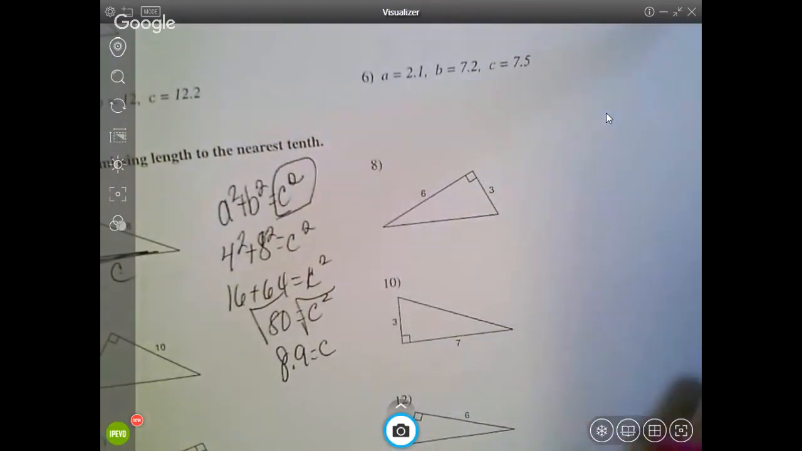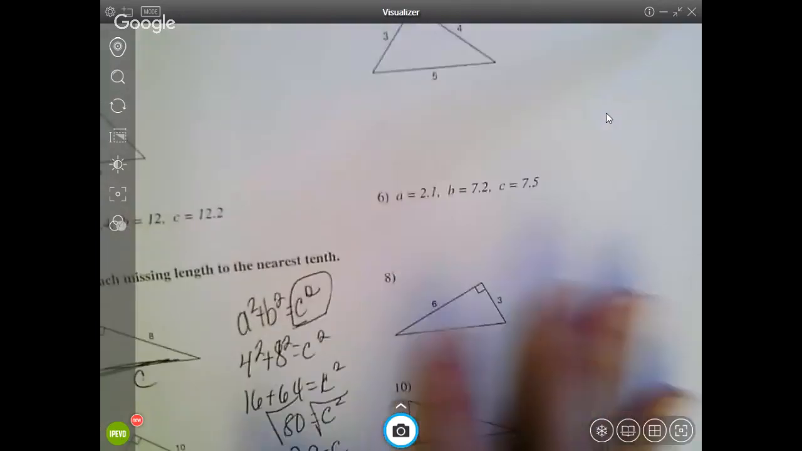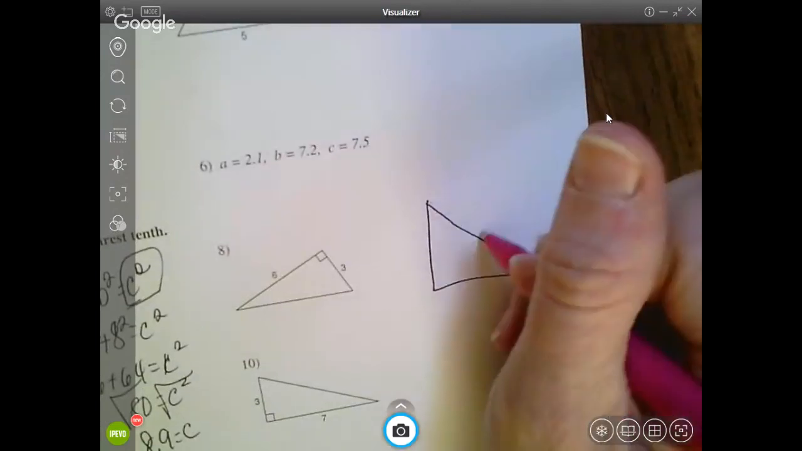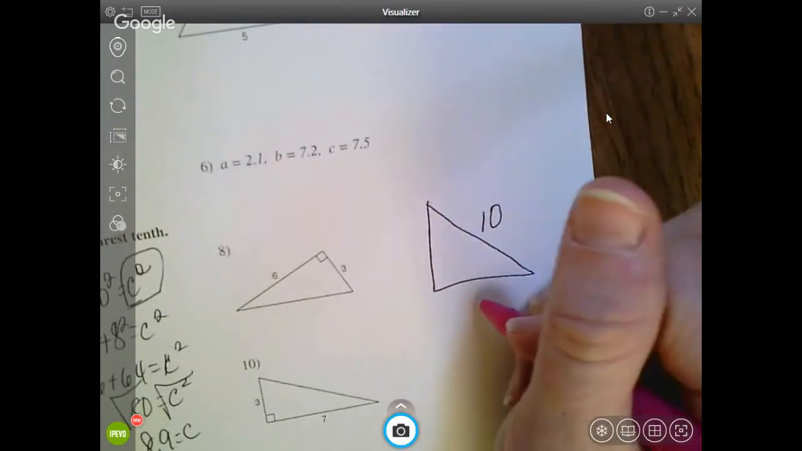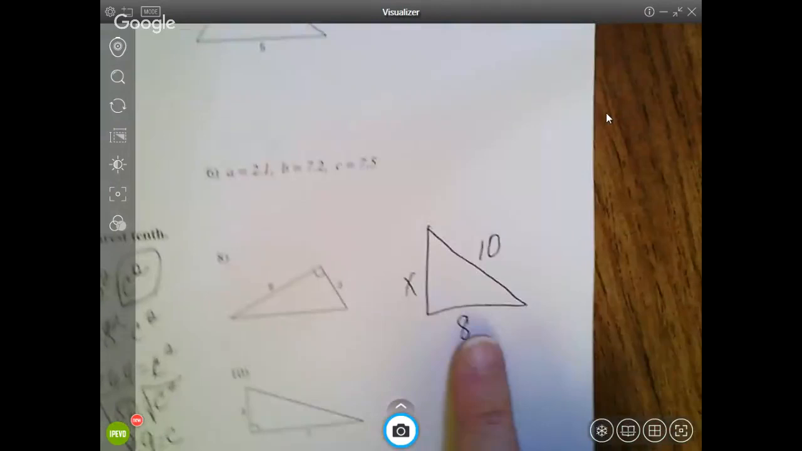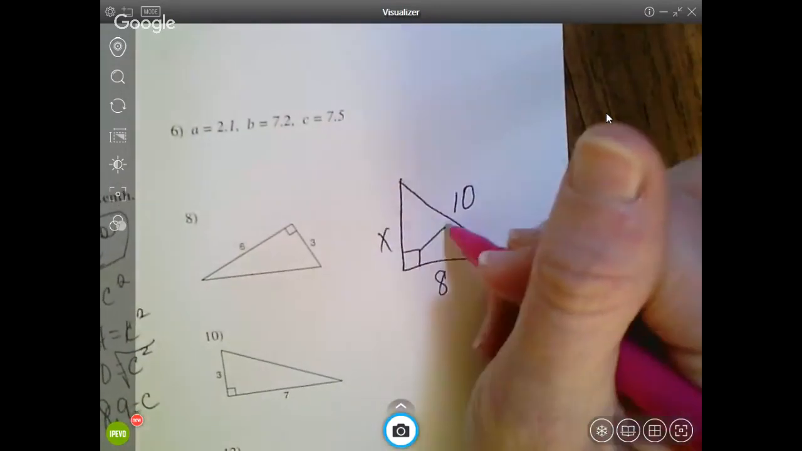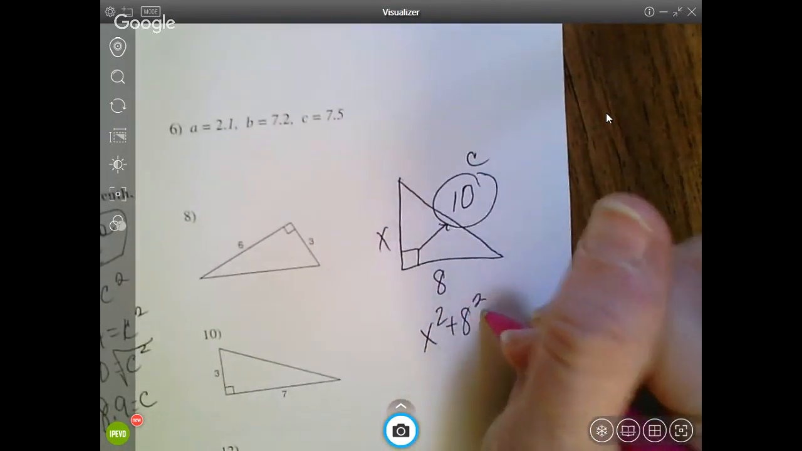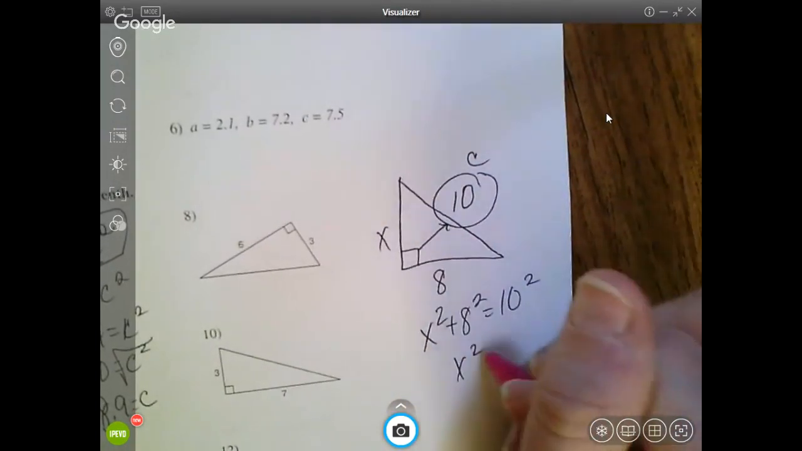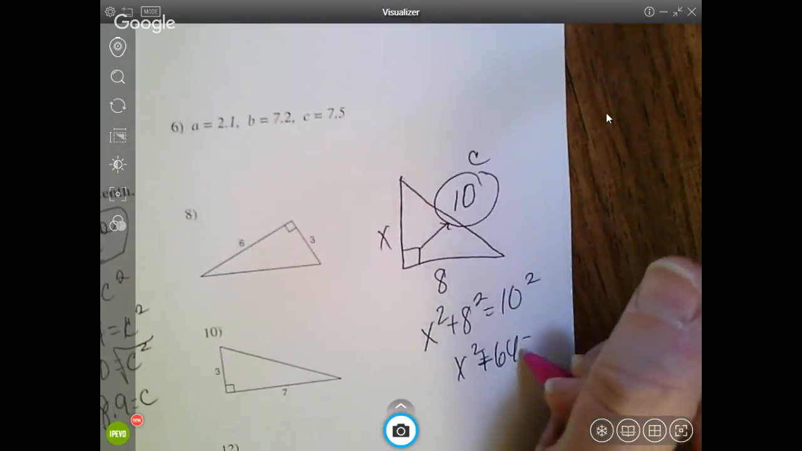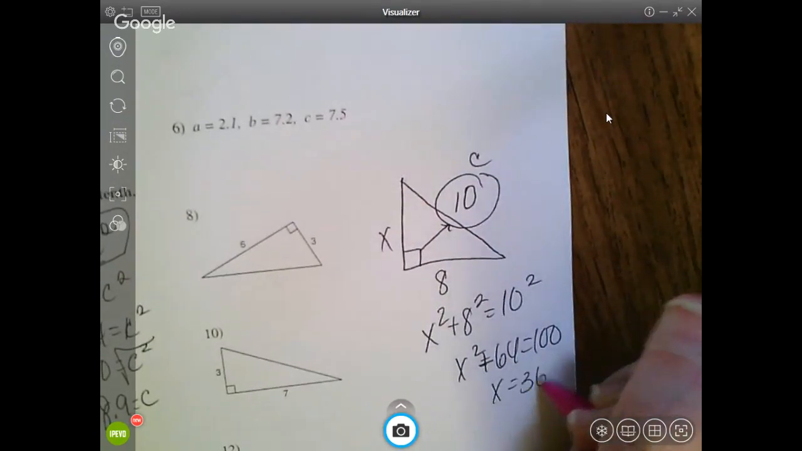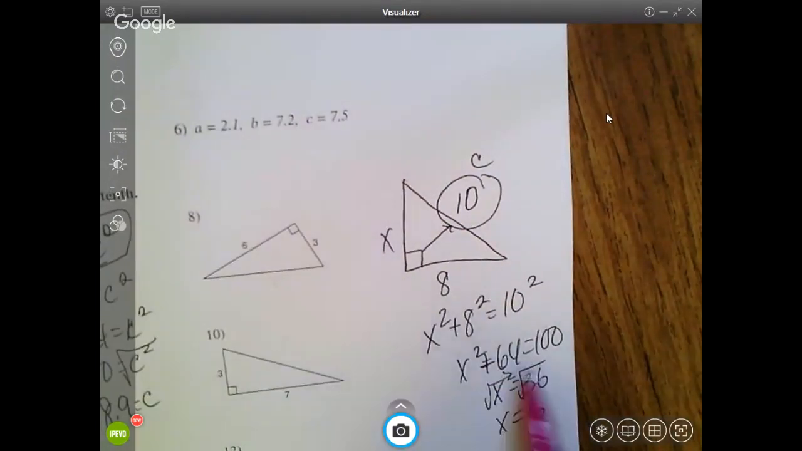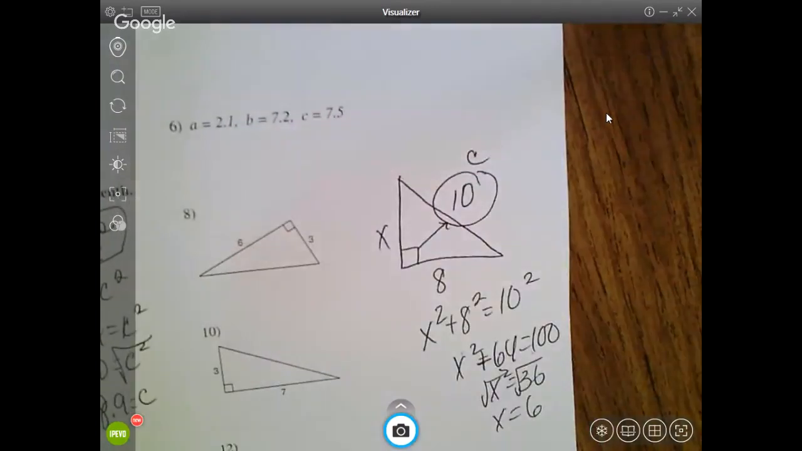Okay, actually, let's do one like this. Okay, let's look at this one. Here again, the hypotenuse is always C. So in this case, it would be x squared plus 8 squared equals 10 squared. And then you do the square root and you get x is 6. So sometimes you have to subtract. Just remember, sometimes you add, sometimes you subtract.